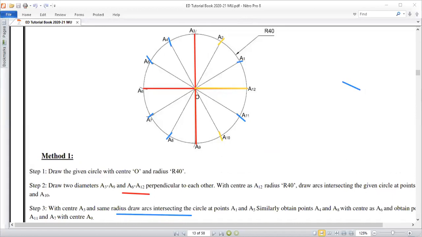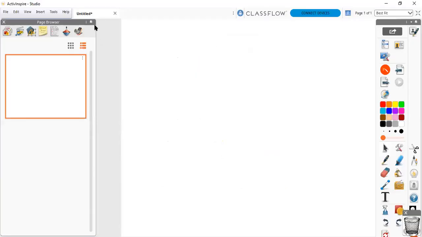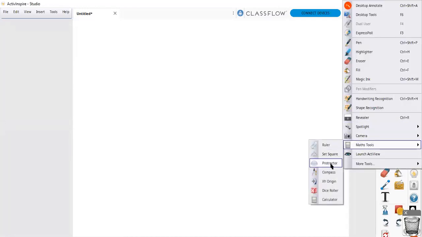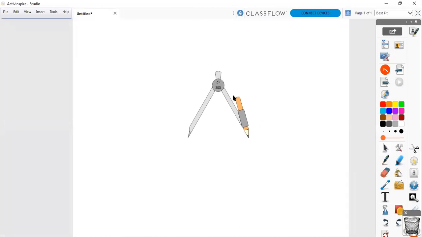Now, to understand this in a better way, I will take you to one software. This is the software that I will be using to draw a circle. So let me show you how you can draw a circle with the help of this software. This is the compass. All of you will have this kind of compass, right? So first of all, what is the definition, or what do you want to draw?